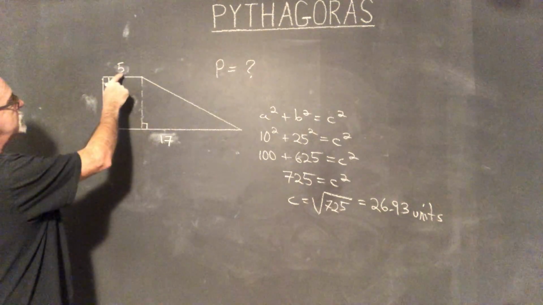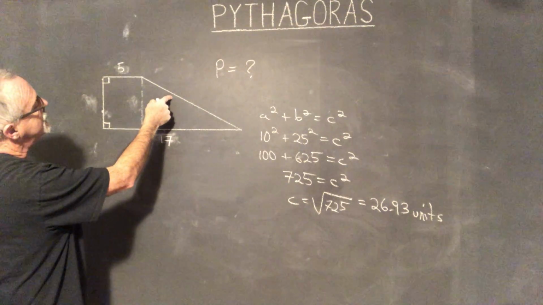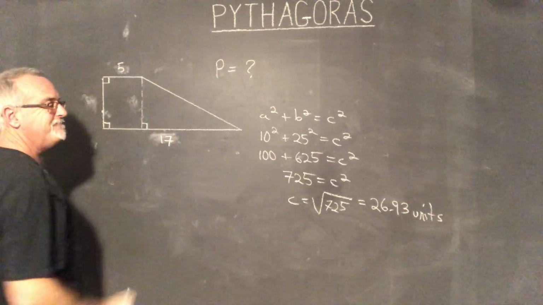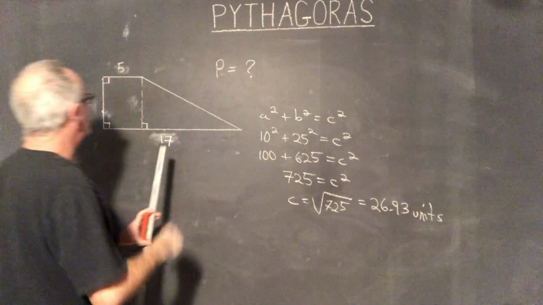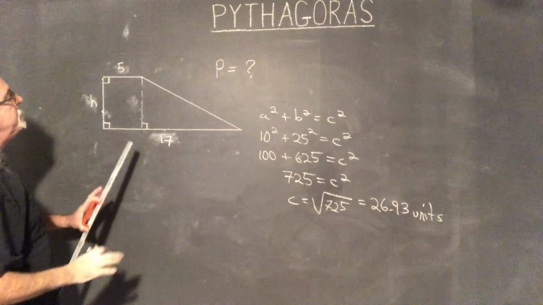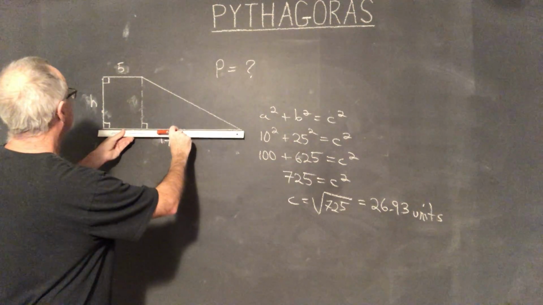If that's 5 and that's 17, this will be longer than 17. You know what? I'm going to measure instead because I really want to make the height the unknown. And I'll call it h. Okay, so is that 17? Did it make sense to call that 17?